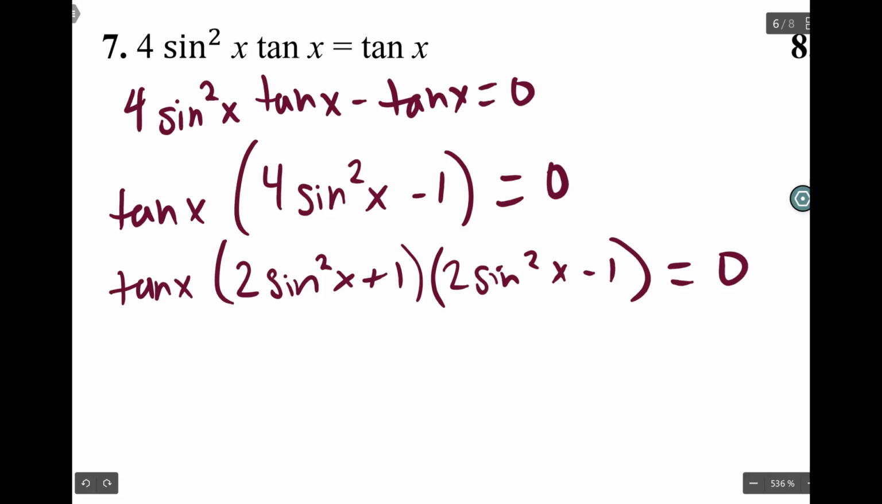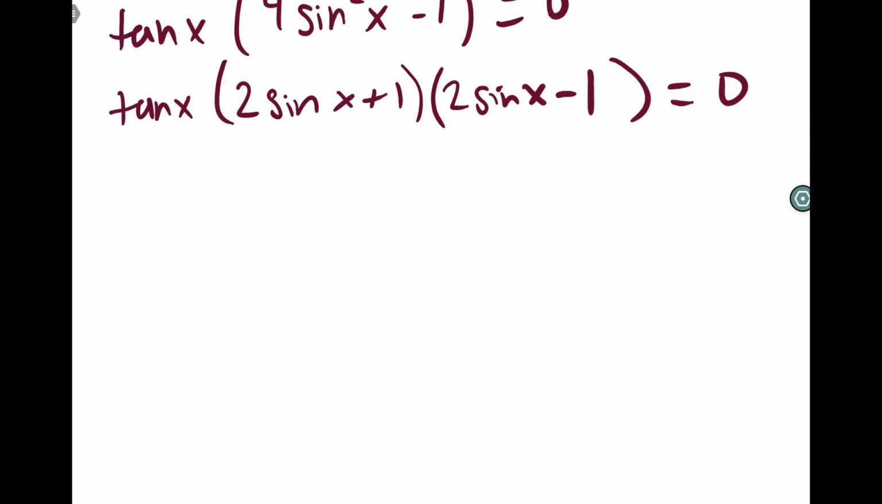I see I have a tangent as a common term, so I pull it out front. And then I have 4 sine squared x minus 1. Well, that's a difference of squares: 2 sine x plus 1, 2 sine x minus 1. Cool, so that's a difference of squares, because if I multiply these back together, I get 4 sine squared x minus 1, and then the middle term goes away.